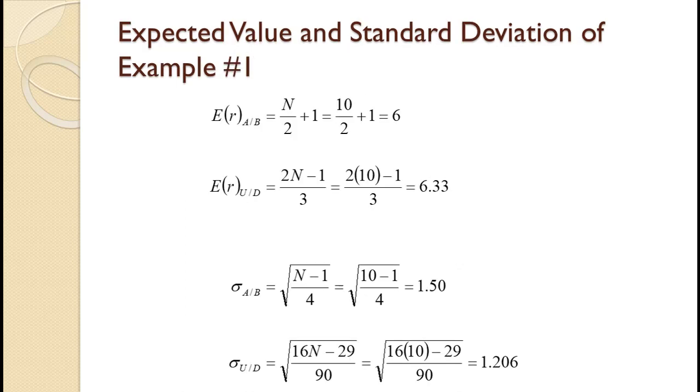For the example, N equals 10. That gives us an expected value for the above-below test of 6 and an expected value for the up-down test of 6.33. The standard deviation for the above-below test works out to 1.5, and the standard deviation for the up-down test works out to 1.206.